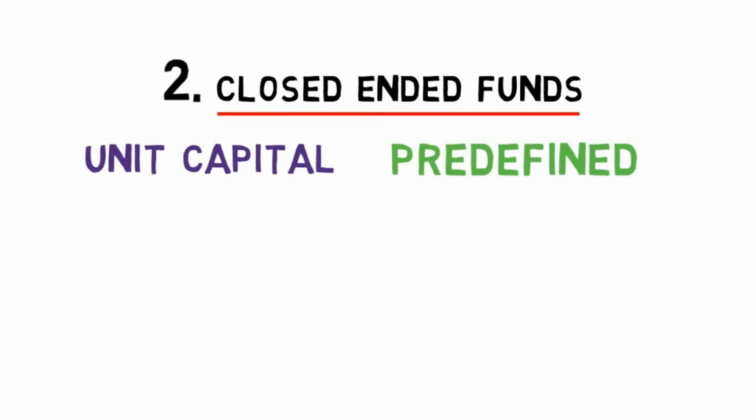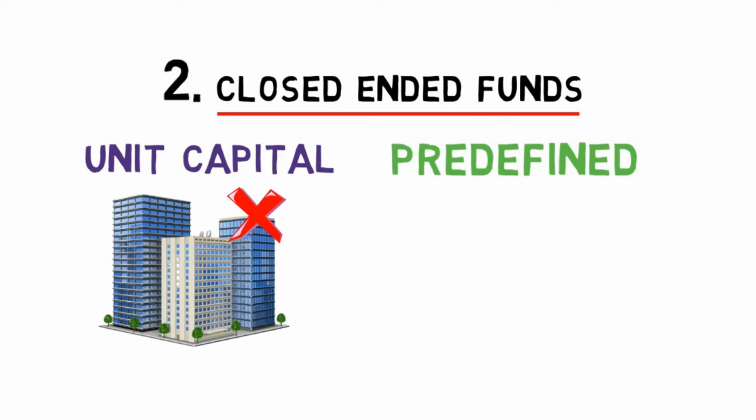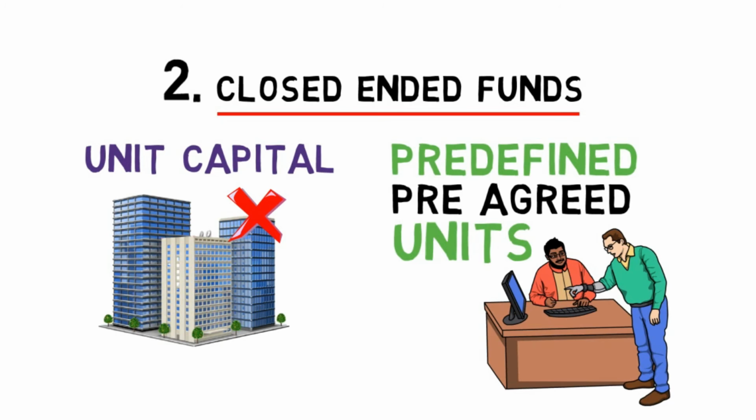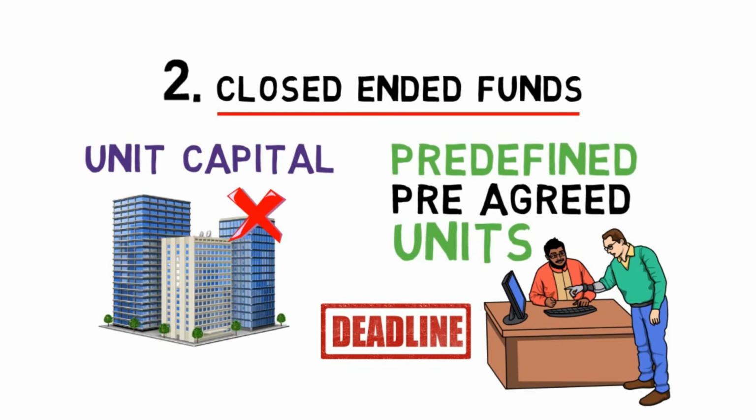Number 2, closed-ended funds. In closed-ended funds, the unit capital to invest is predefined. That means the fund company cannot sell more than the pre-agreed number of units. Some funds also come with a new fund offer period wherein there is a deadline to buy units.